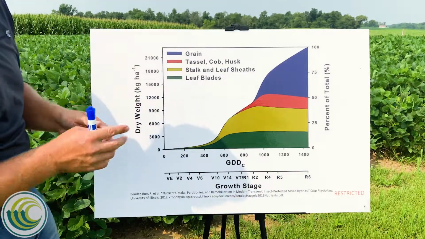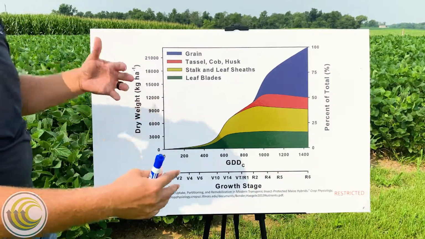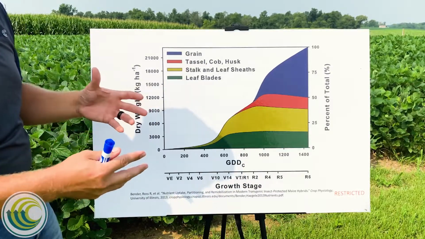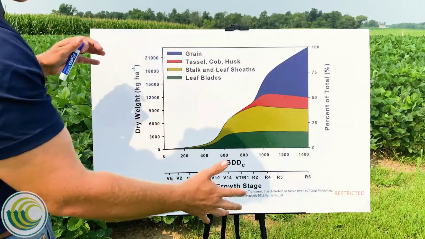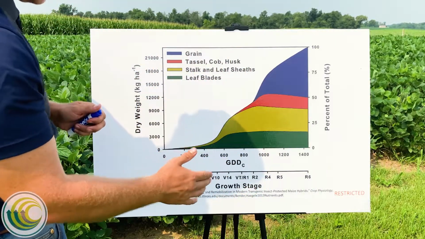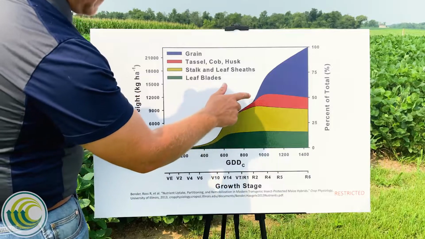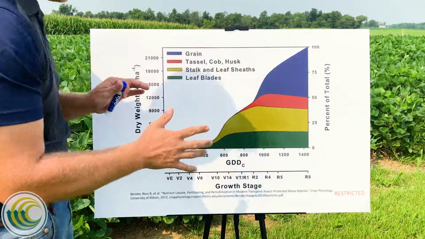because you don't start to actually accumulate any grain until after VT, right? You go through pollination, you get those kernels pollinated, and then you start to fill them with starch. And that's the piece of this entire puzzle that I want to focus on the most. So as we get past VT, you're going to pay attention to this blue section, because that's the grain.